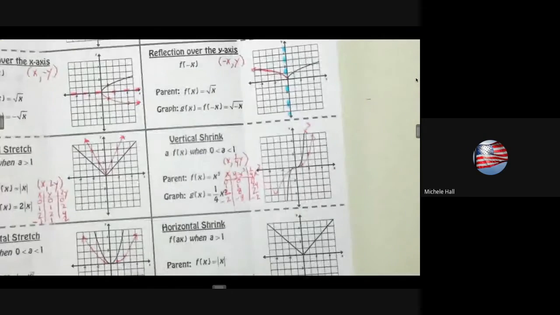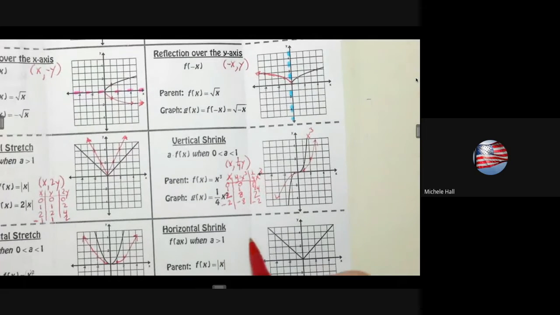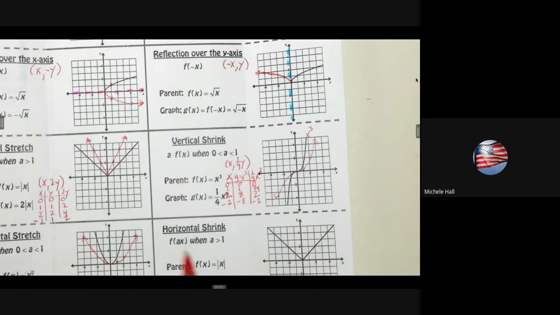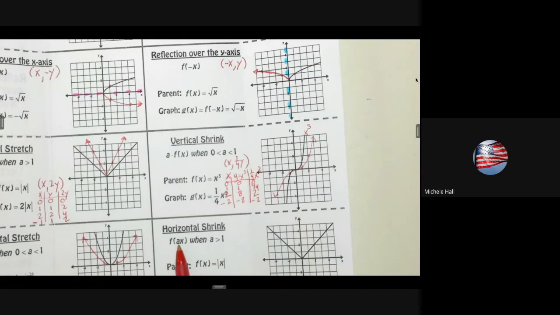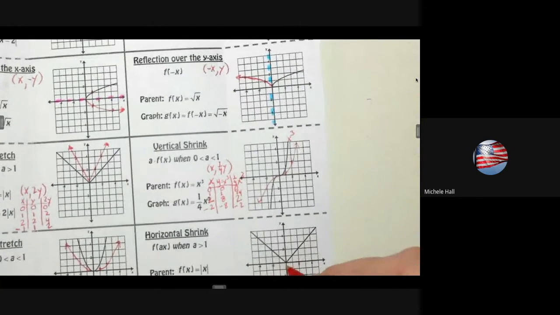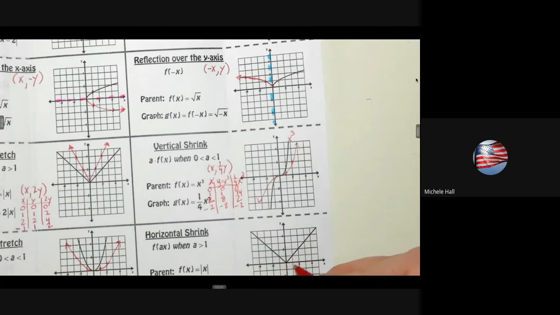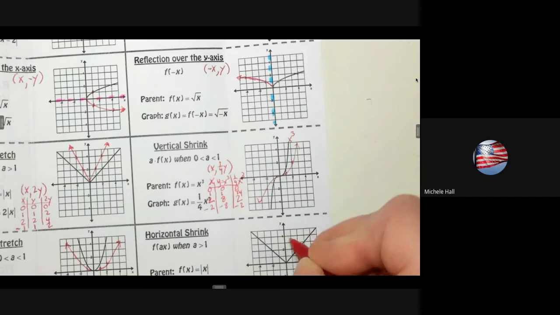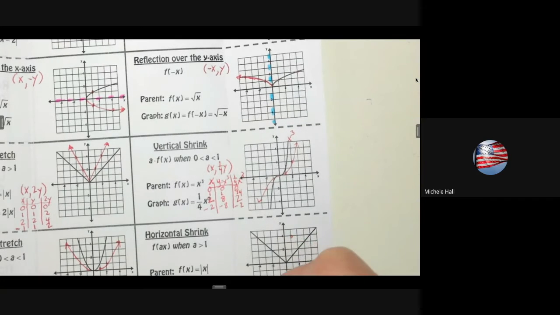A horizontal shrink is when a is greater than 1. And that means we're going to be multiplying to the x. So 0, 0. When x is 1, we get 1 times 4 is 4, and the absolute value of 4 is 4. That would be true for -1 as well. -1 times 4 is -4, and the absolute value of -4 is 4.